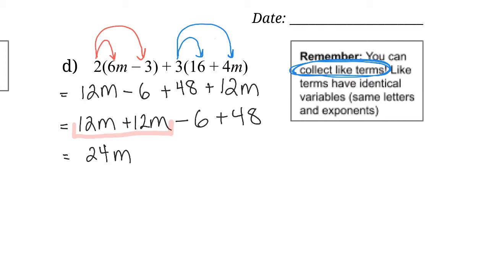And then we have the plain numbers. So those are going to be put together. So this reads as -6 plus 48. And -6 plus 48 is a positive 42. So our final answer would be 24m plus 42.